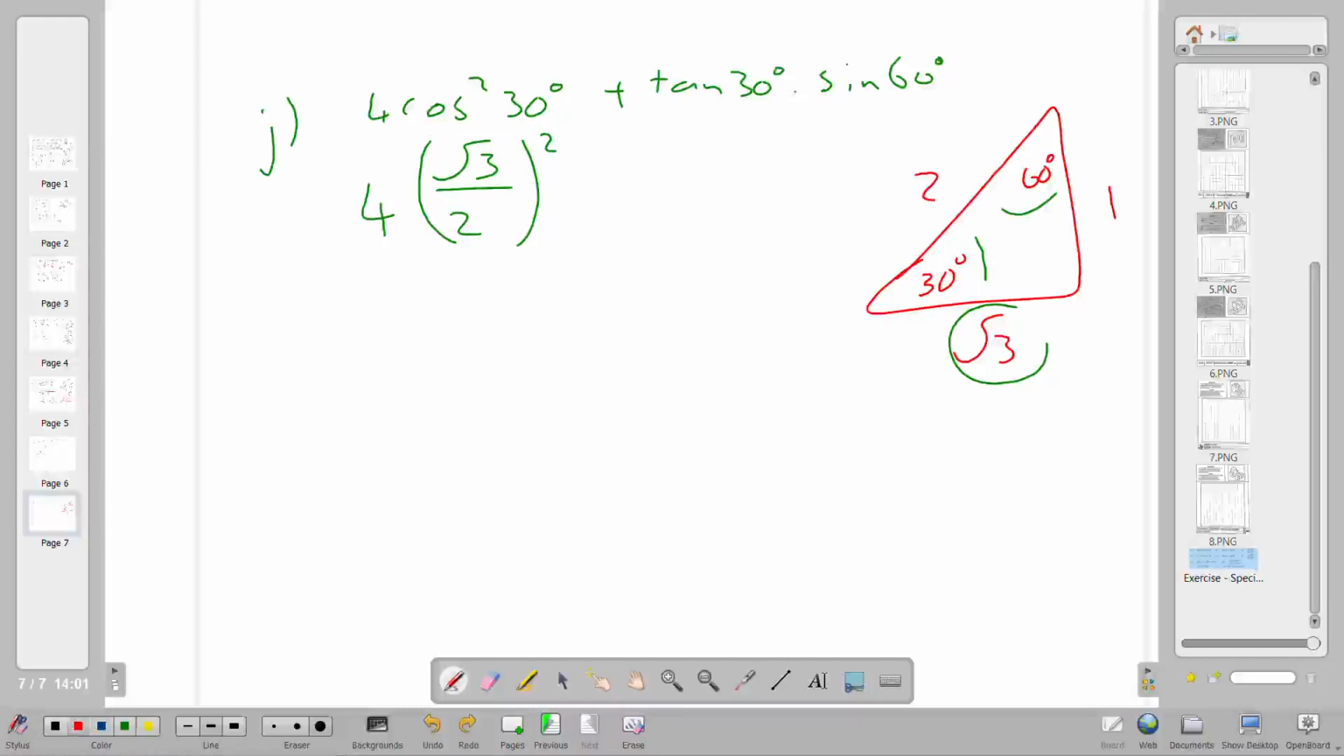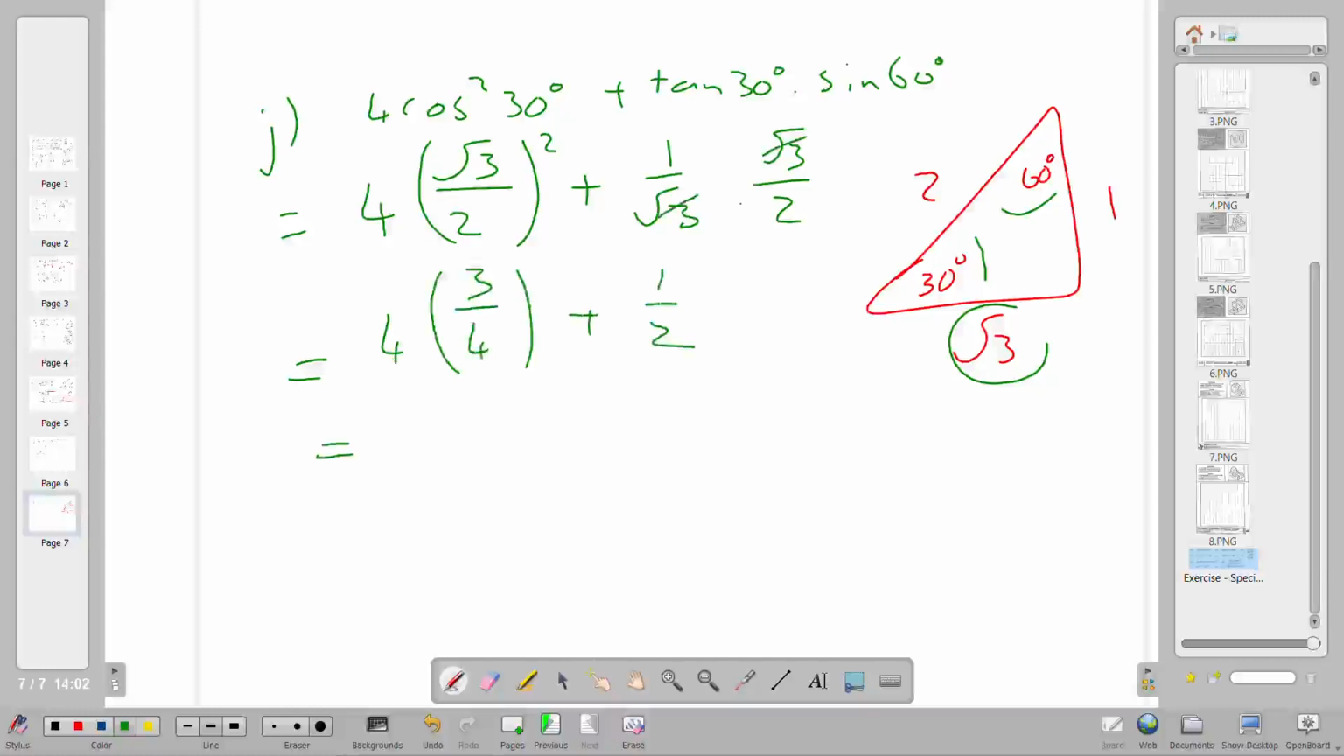Next, we'll continue. Tan 30 is 1 over root 3, as we know by now, times sine 60. Sine is root 3 over 2. Okay, so let's just simplify that a bit. This becomes 4. Root 3 squared is 3. 2 squared is 4. Plus these two cancel out. So we have 1 over 2. What happens here? The 4 and the 4 cancel out. 3 plus a half. We can go and simplify that to 1 fraction, which will be 7 over 2.